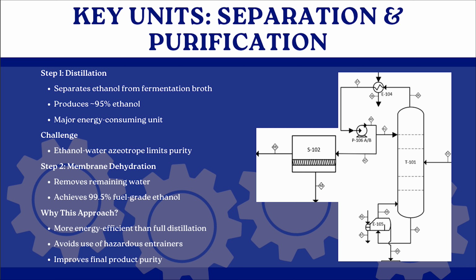To overcome this limitation, the distillate is sent to a membrane dehydration unit. The membrane selectivity removes residual water, allowing the final product to reach 99.5% purity. This approach was selected because it is more energy efficient than relying entirely on distillation, avoids hazardous entrainers such as MTBE, and improves overall process sustainability.